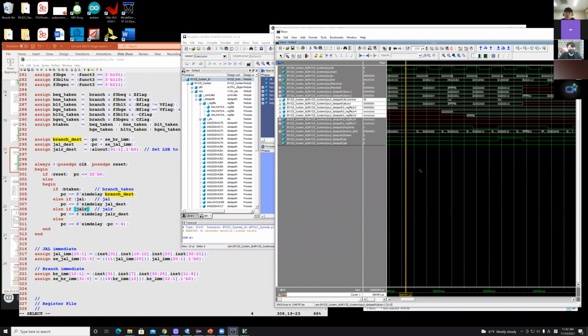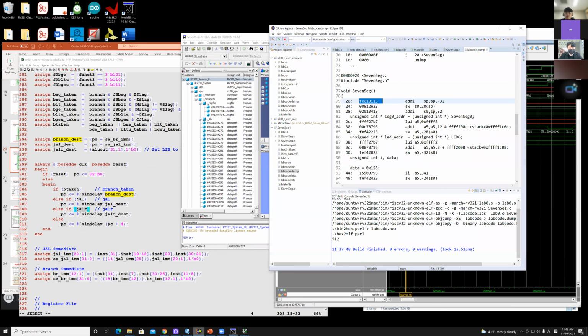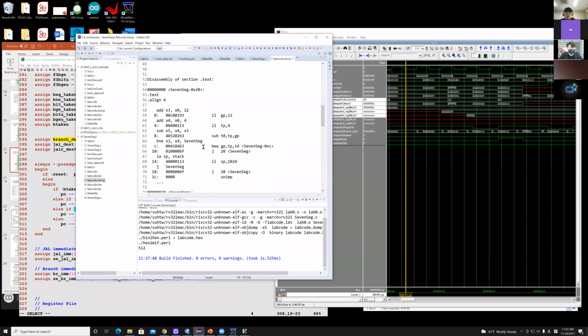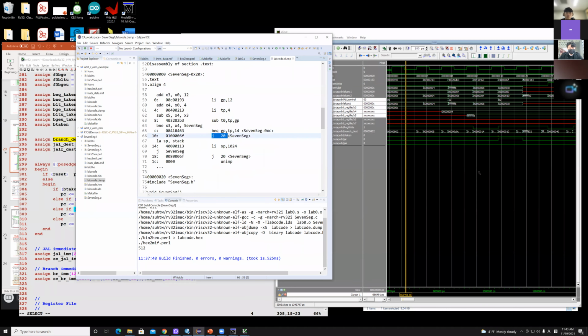Here, check out the last instruction, the BNE instruction, which is converted to BEQ and jump. The program counter is changed based on that instruction. The jump instruction is located at memory location 10. This one is the jump instruction, 6F.